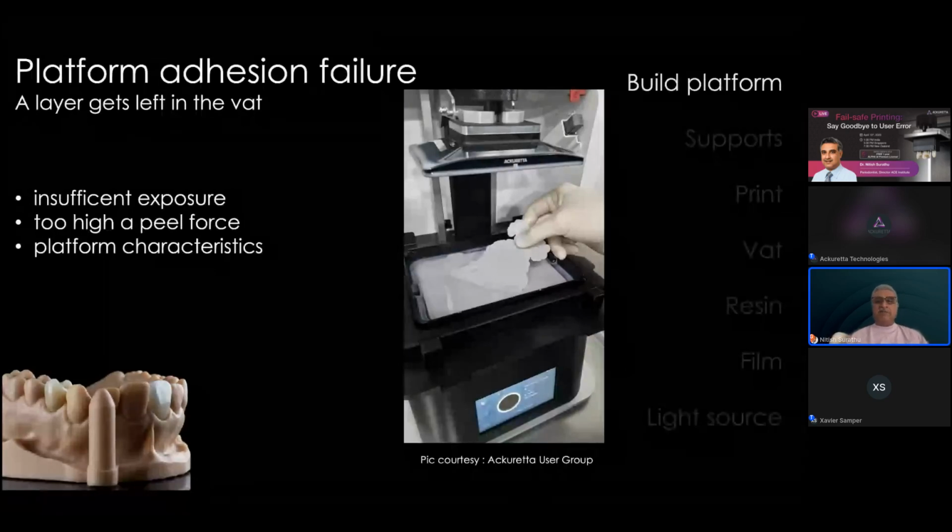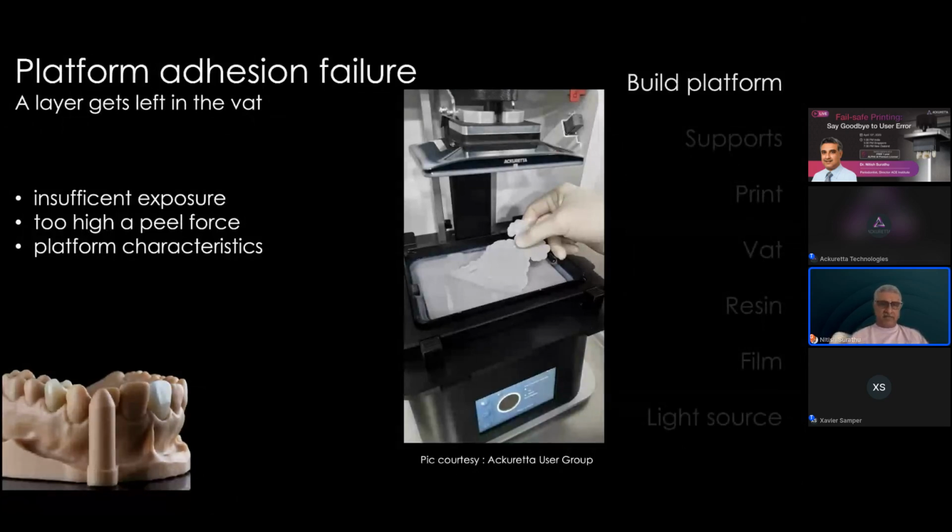Typically, in a build platform failure, you will see a layer left behind in the vat that is usually the very first layer that was printed. This picture was taken from the Ackuretta user group, and the user group is a great resource sometimes to learn from other people's failures and from the comments that some of the more experienced users leave behind on the forum. This user has chosen to try and remove the printed layer from the bottom of the vat.